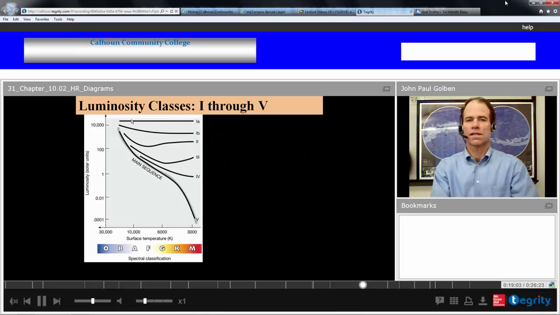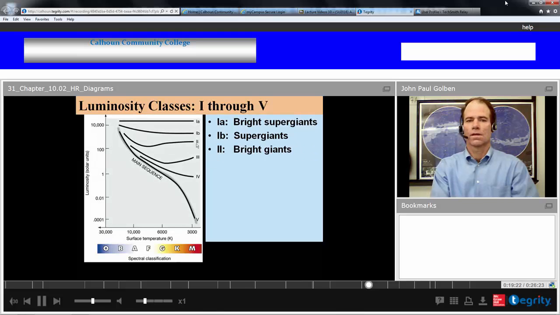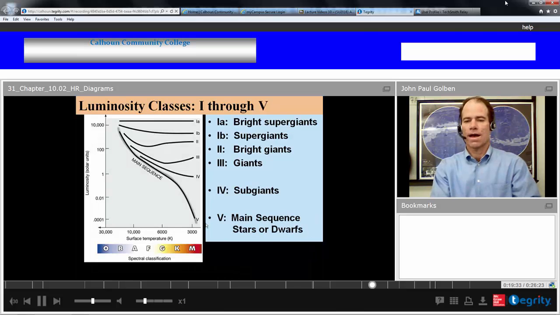Here are the luminosity classes. We have 1A, 1B, 2, 3, 4, and 5. 1A are the bright supergiants. We can go from blue to red. 1B are just the supergiants. 2 are the bright giants. 3 are the giants. 4 are the subgiants. And 5 are the main sequence stars, or dwarfs. So all the stars on the main sequence are luminosity class 5, including our Sun.